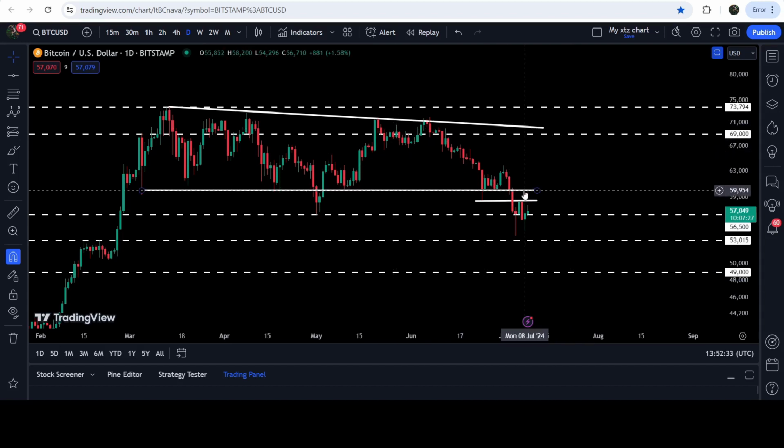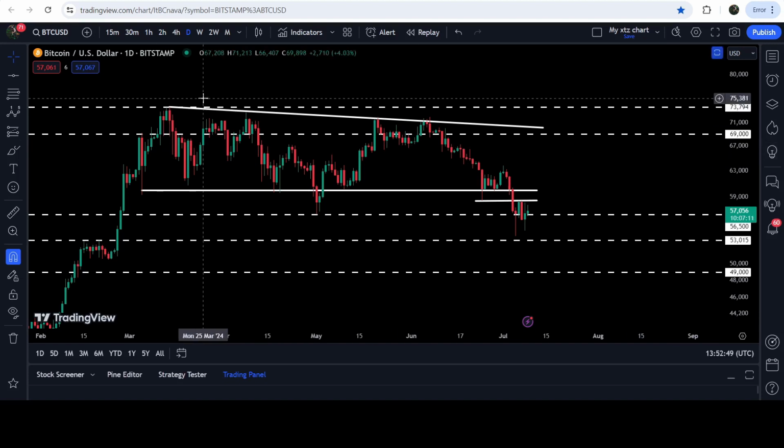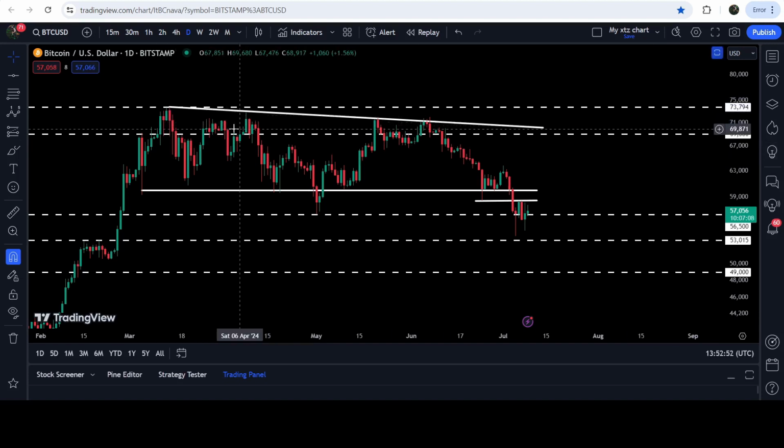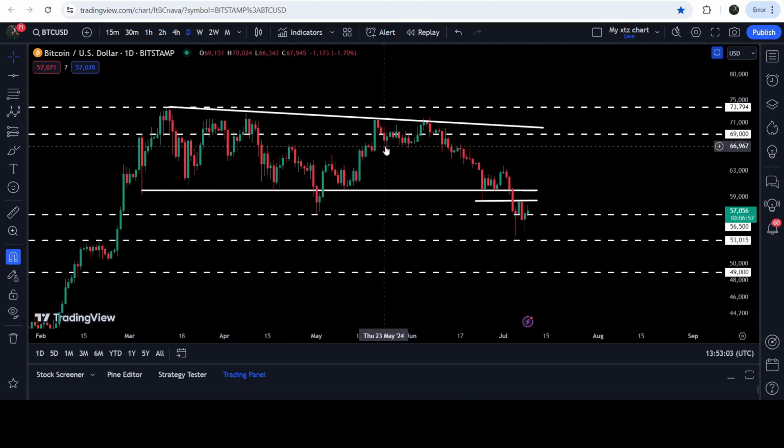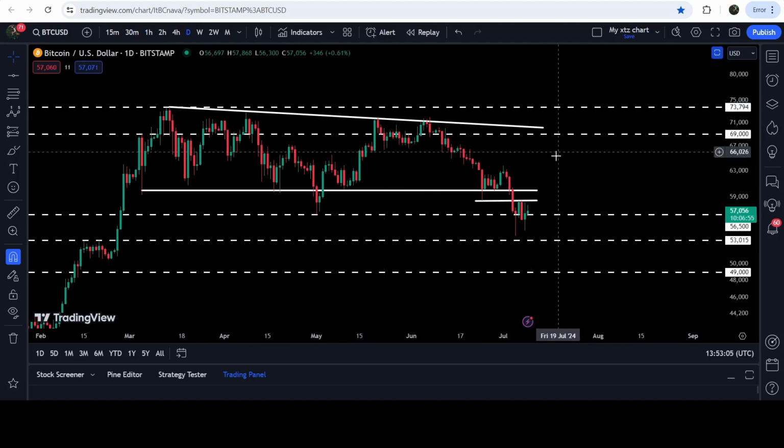And in case of re-entering this triangle, we can expect an imminent move up to the resistance of the triangle. Before that, we will also have this resistance coming from November 2021. That was the highest price of November 2021, at $69,000. And then we have the highest price of this year, here in the month of March 2024. That was $73,794. And this is a complete resistance that we need to break out in order to continue this rally to the upside.